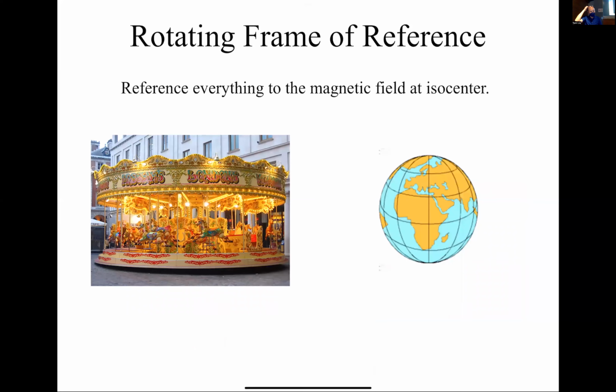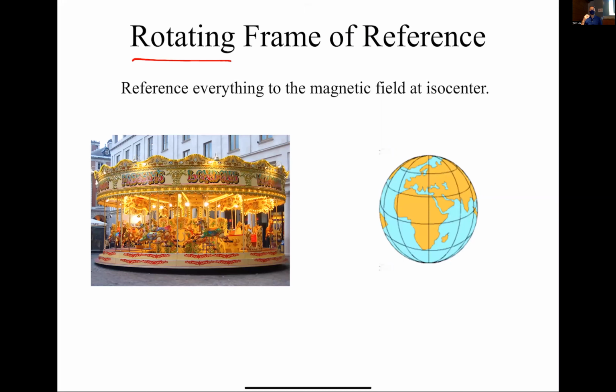For example, quantum computing. Okay, if you have to keep track of this thing going around, it's quite confusing and it makes the math hard. So for most of this class, from now on, we are going to use what's called a rotating frame of reference. Essentially, this is referencing everything to the magnetic field at the isocenter.